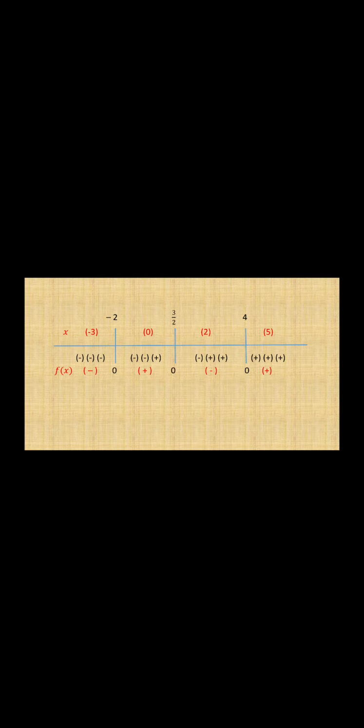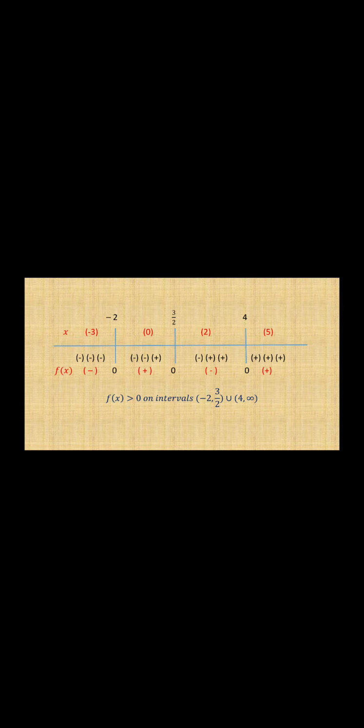So by substituting in all the parentheses after factoring, negative times negative times negative, it means here below negative 2, or less than negative 2, the function is negative. And between negative 2 and 3 over 2, the function is positive. And between 3 over 2 and 4, the function is negative. And greater than 4, the function is positive.